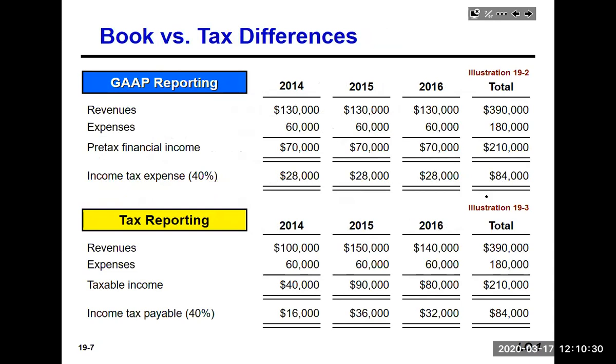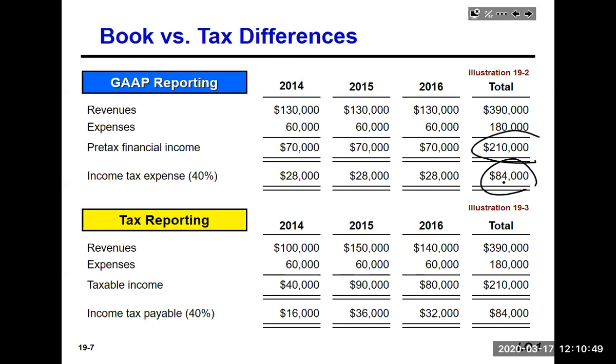So you see there for those 3 years, making it very straightforward from a GAAP standpoint, you can see over time that my income is what? 84,000? Or excuse me, my income tax expense is 84,000. My income is the same.